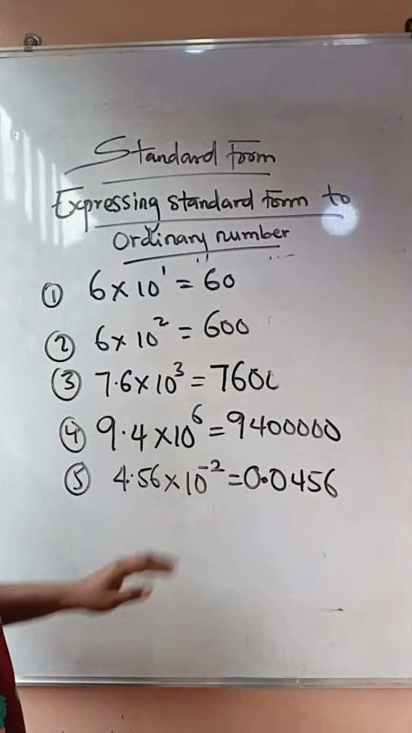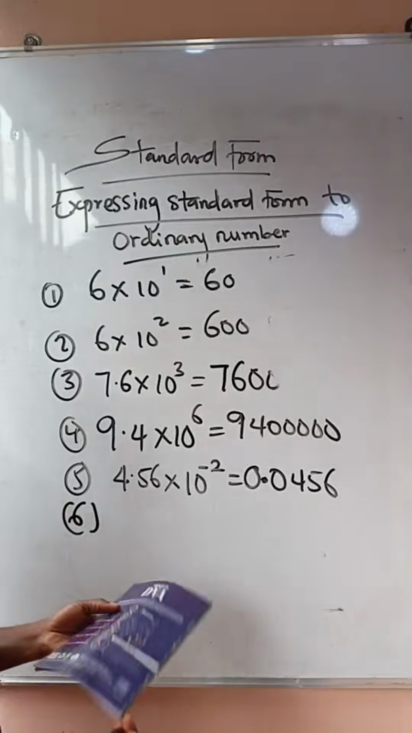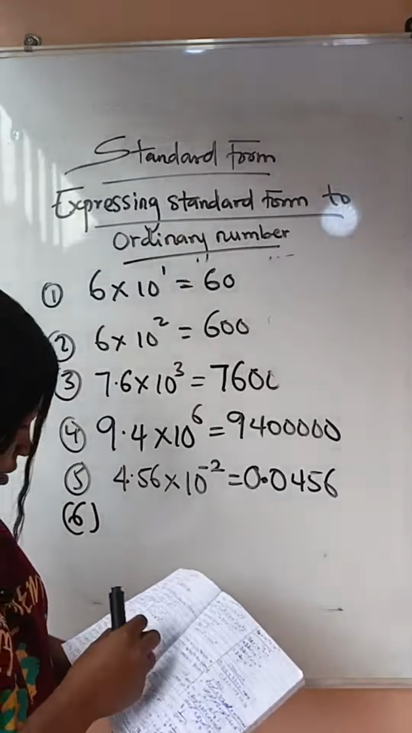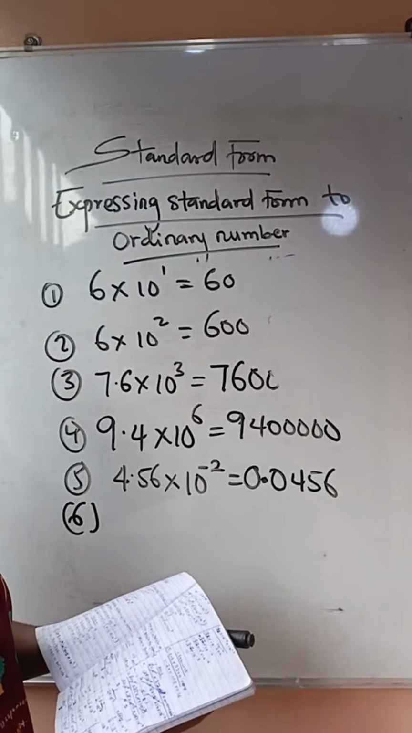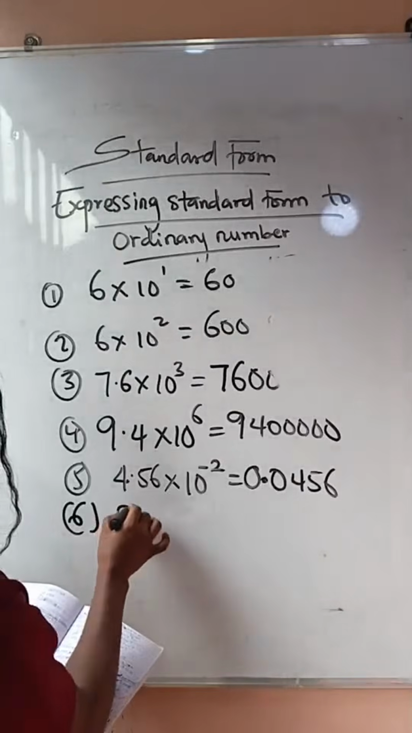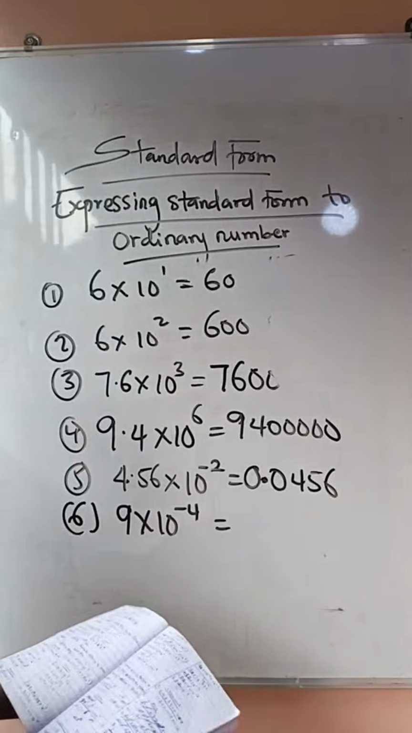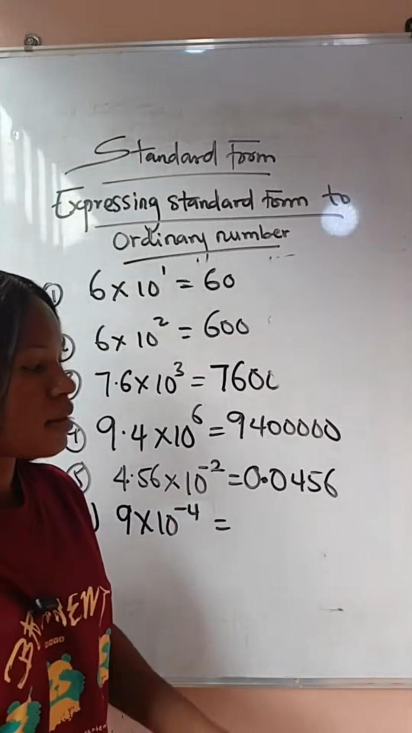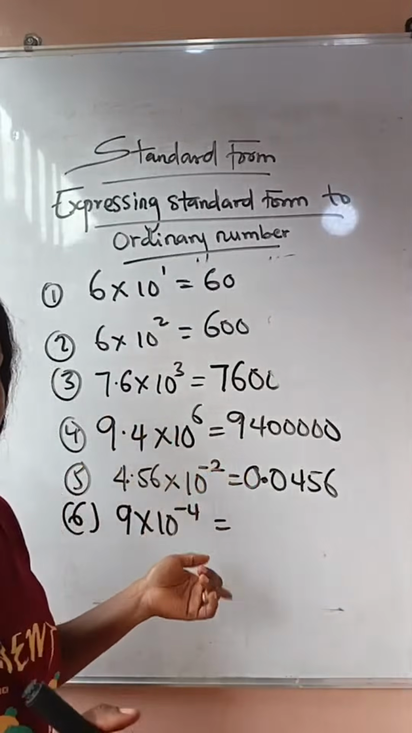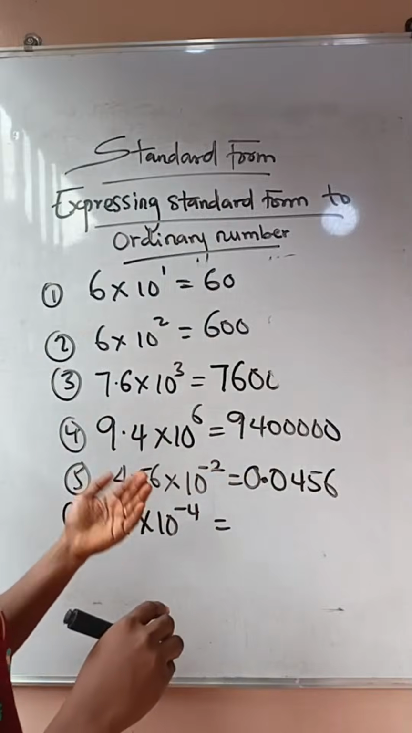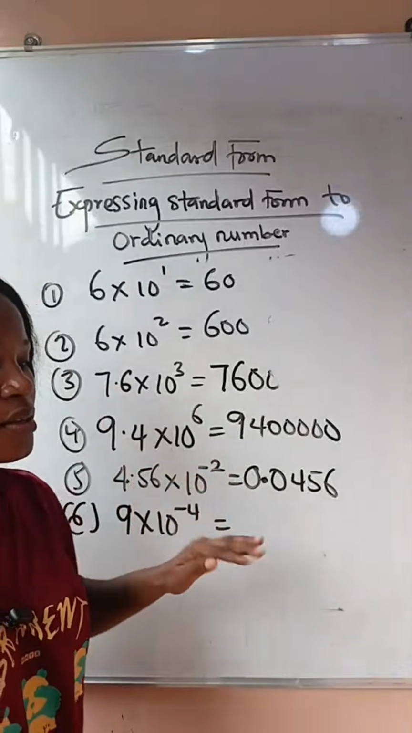All right. So let's do one more example on number 6. Number 6 says 9 times 10 to the power of minus 4. Now, remember, I've said that in the first video. So later, please, you need to check the first part of this live stream. There was a first part. This is the second part.